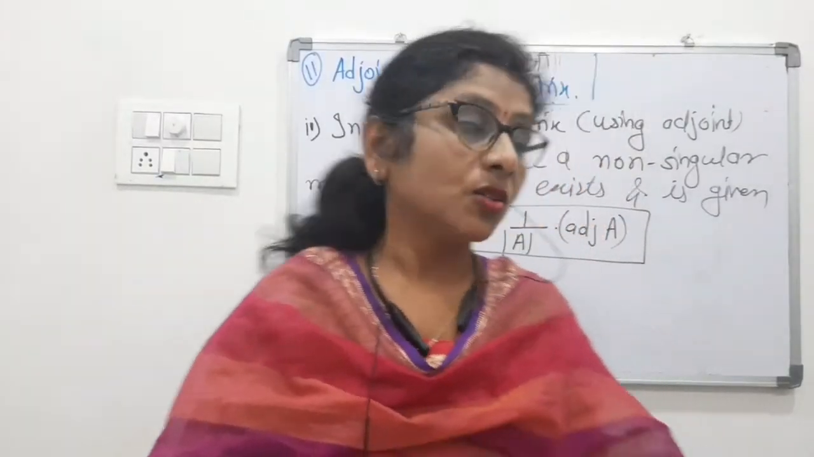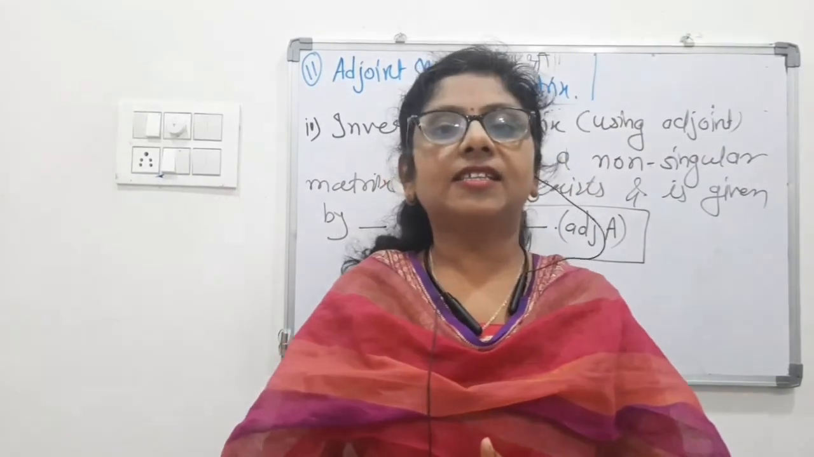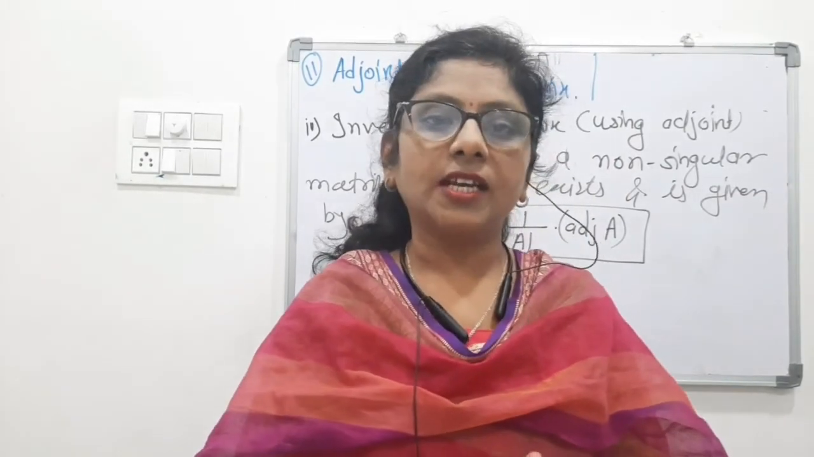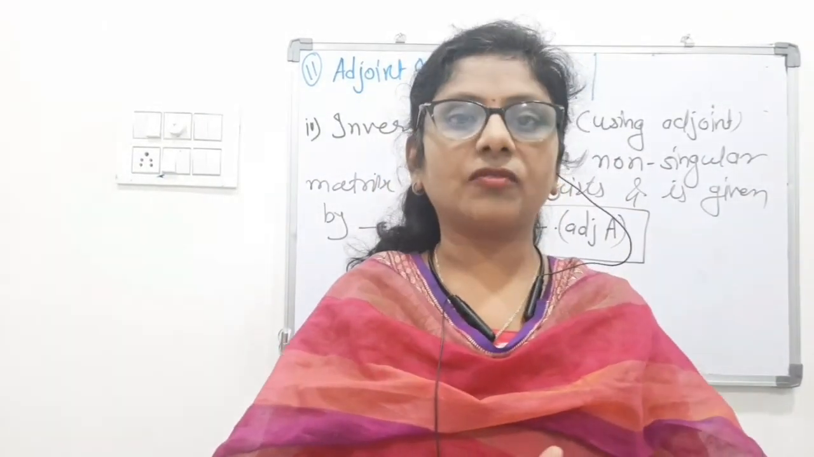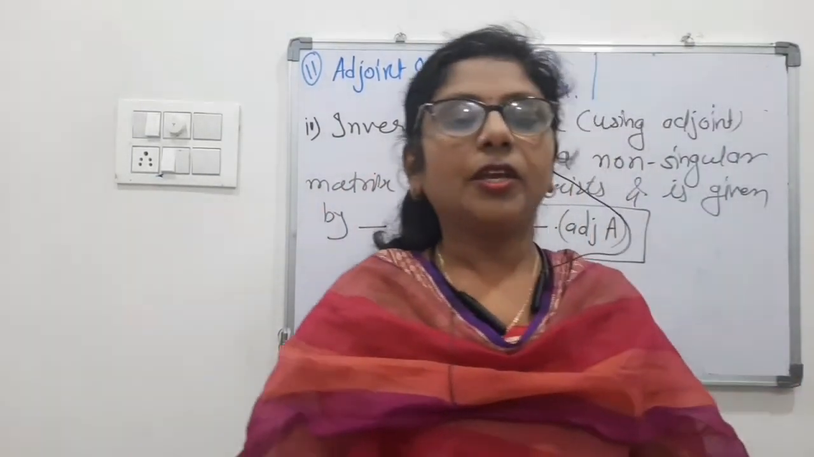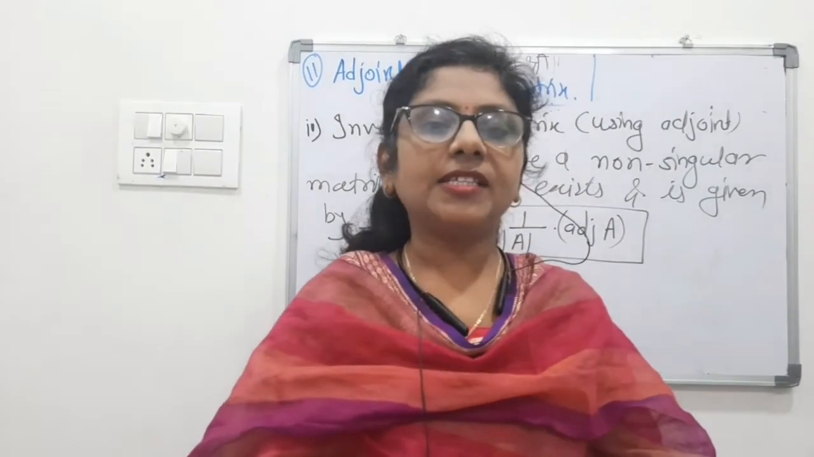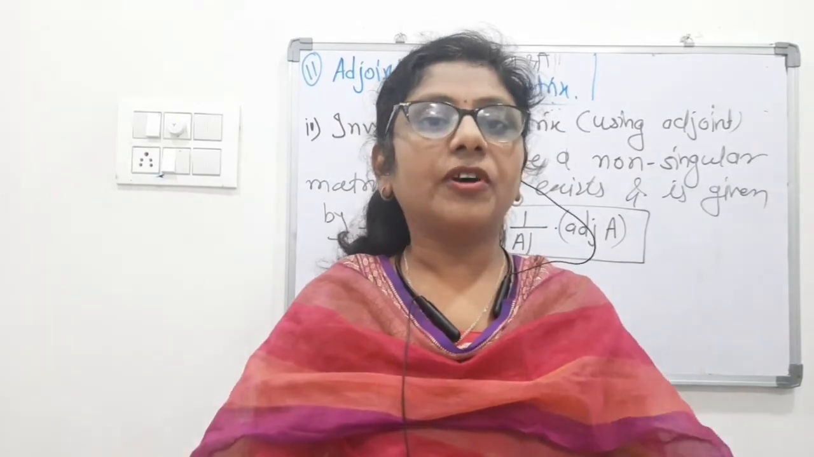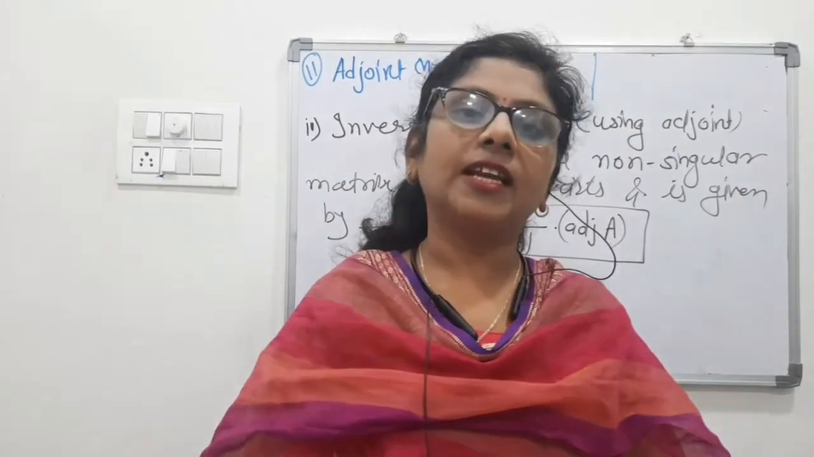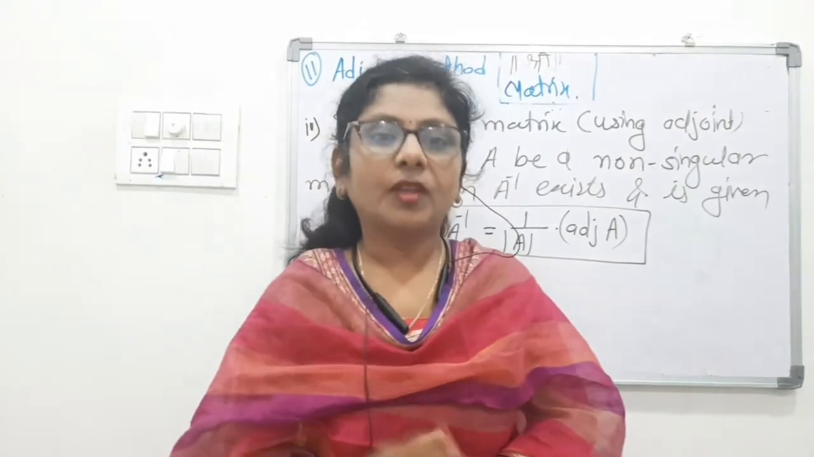Based on all these definitions, there are some examples in our exercise 2.2: finding the cofactors of all the elements, then the matrix of cofactors, then the adjoint of the matrix, and finally the inverse of the matrix using the adjoint. We will see all these examples in our next lecture. First we will see examples of 2 by 2 matrices, and then examples of 3 by 3 matrices. Till then, goodbye.